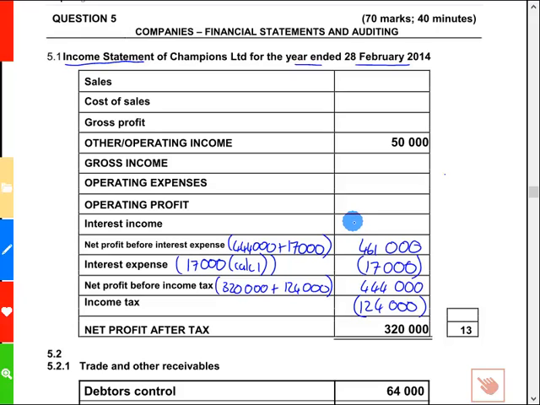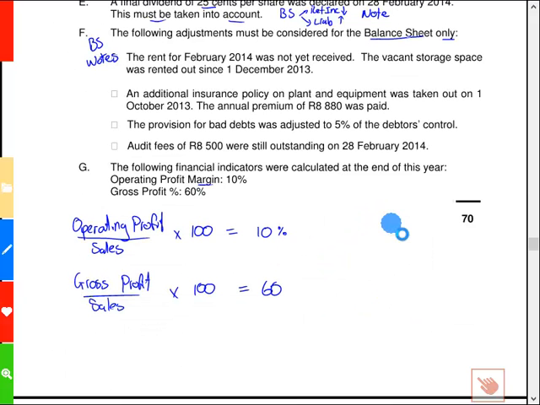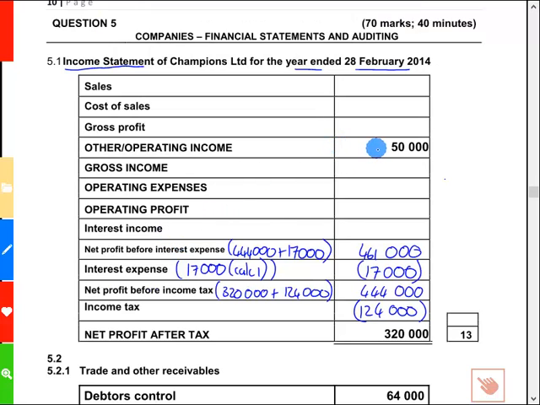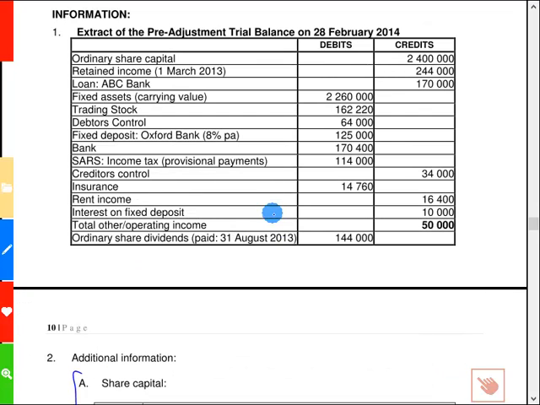No, it wasn't given. So let's have a look at our information again. We know the operating profit margin is 10%, right? So that means operating profit over sales times 100 is going to give me 10%. We do not have the sales figure, we do not have the operating profit figure, or do we? We've got the other income figure, but we do not have the gross profit figure, and we also don't have the operating profit figure.